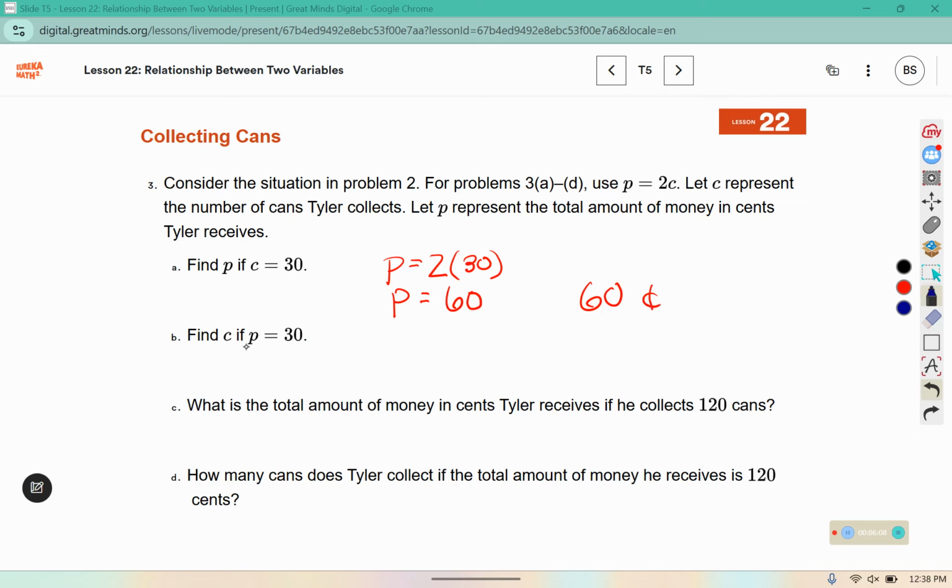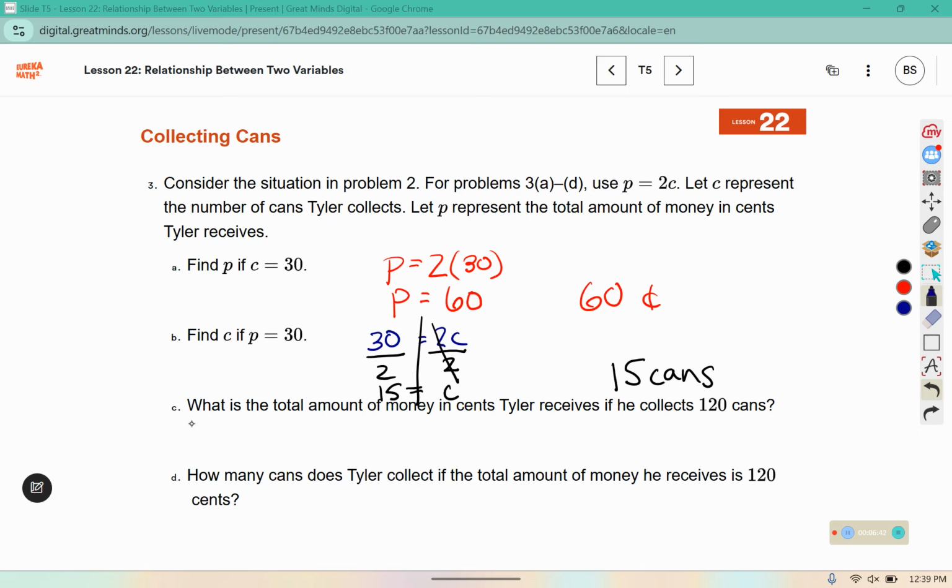Here it says find C if P is 30. So in our equation, we're replacing the P with 30. Remember, to solve, we have to undo what's happening to the variable. So right now it's being multiplied by 2. We can undo that by dividing by 2. 30 divided by 2 is 15. So he has to collect 15 cans to earn 30 cents.